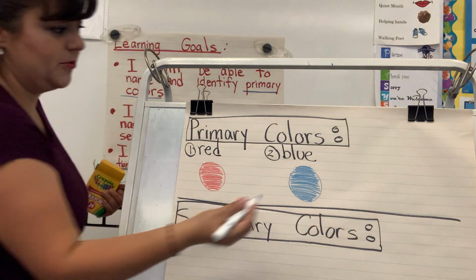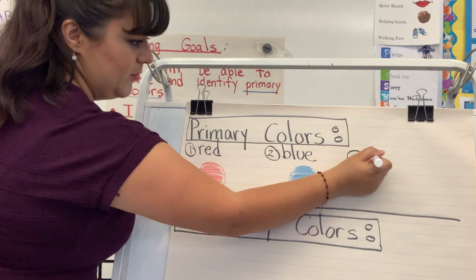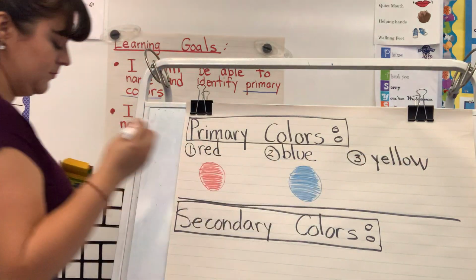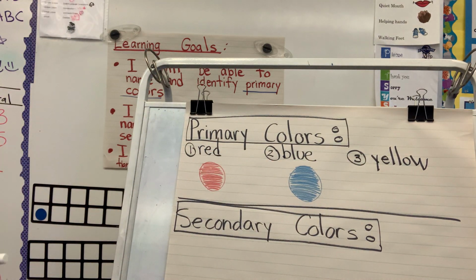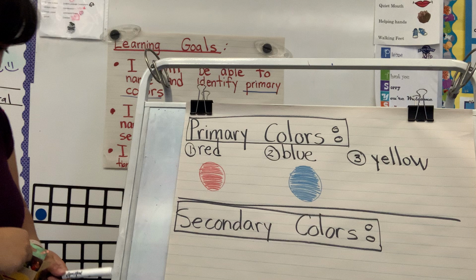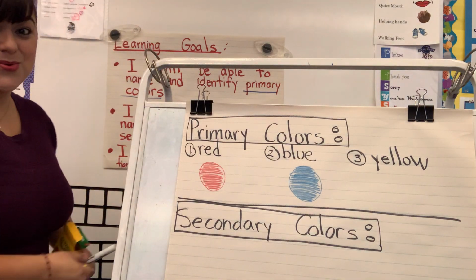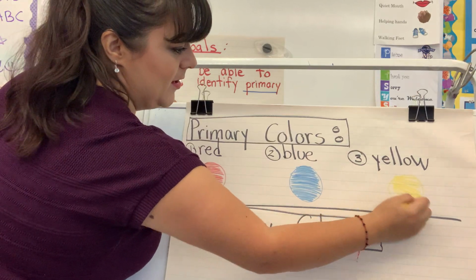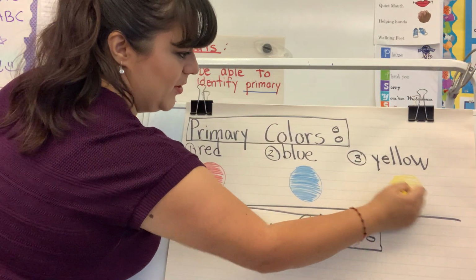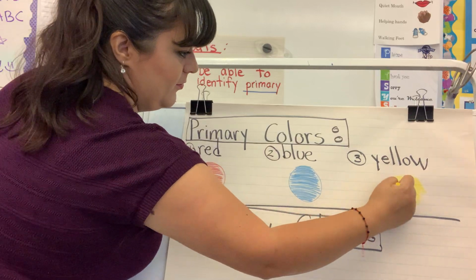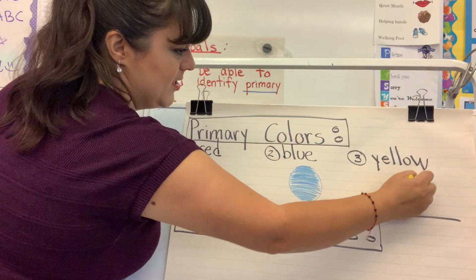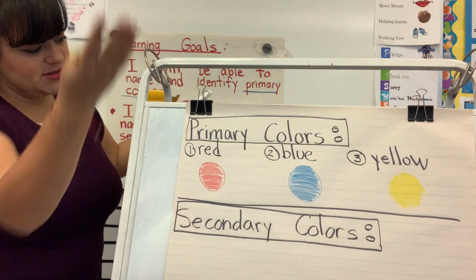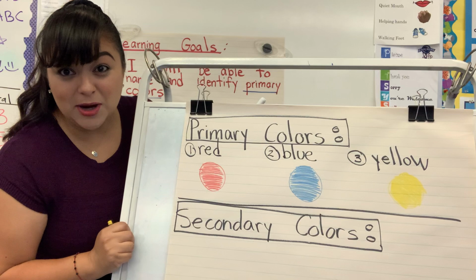primary color. I will write it. You can read it. What does that say? Yellow. Now it's hard to see, but I'll try to do it a little hard so that you can see it at home. Yellow. Okay, so tell me which are the three primary colors.